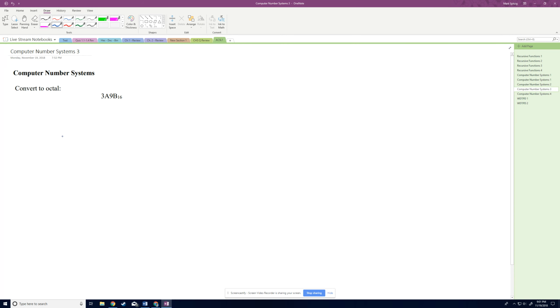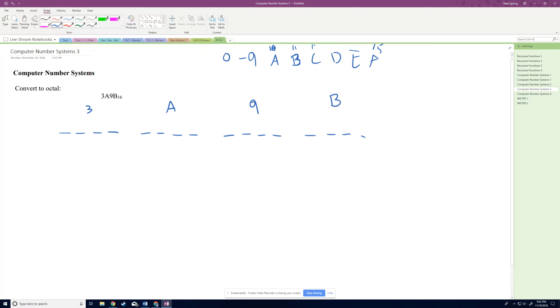So I can just take this 3, and we're going to put it in that group of 4 bits right here. This group of 4 bits is going to be that A. This group is going to be 9. This group is going to be B. And just as a reminder, we have digits 0 through 9, and then we have 10, which is represented by A in hexadecimal, then B, C, D, E, F. So that's 15. So 11, 12, 13, 14. That's a horrible looking E.